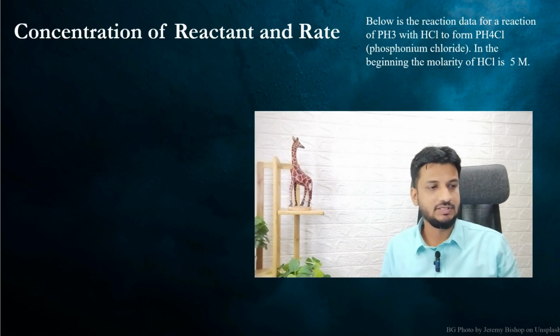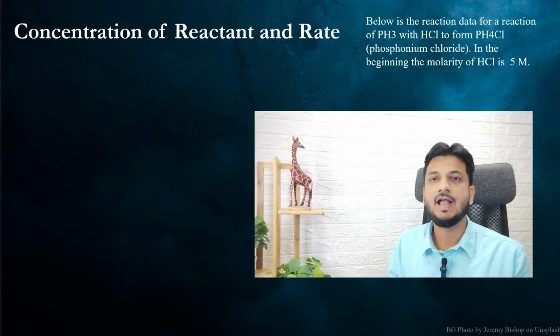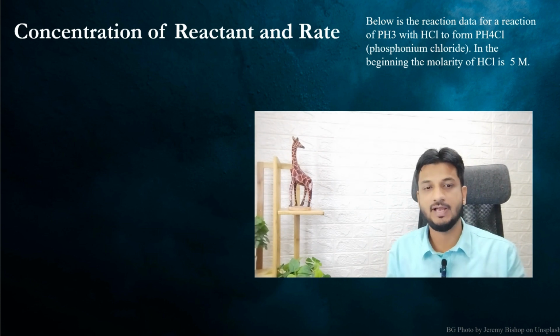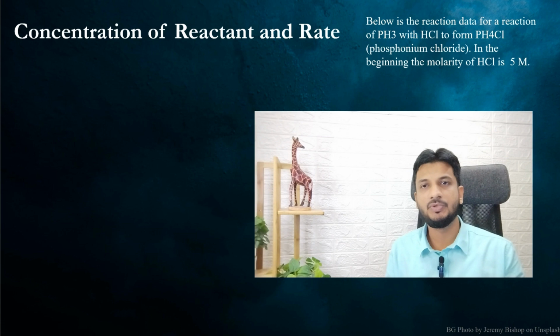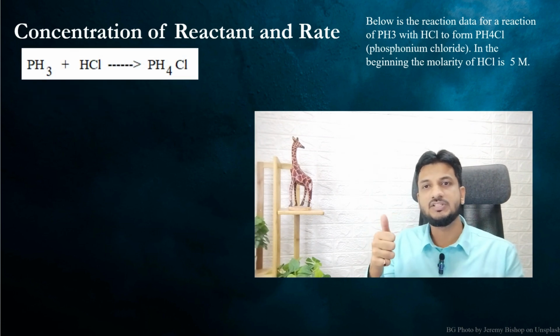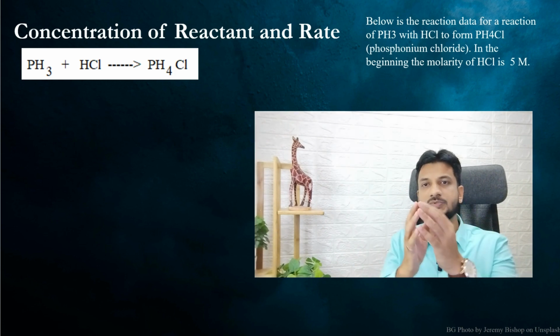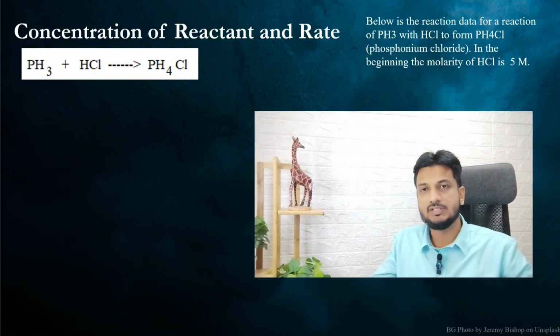Alright, so very quickly, let's continue the video today with our first learning objective, which is rate and molar stoichiometry. Also, we can say rate and concentration of reactant. So, let's take an example. If you see this reaction on the screen now, this is PH3, phosphine. When it reacts with HCl, hydrochloric acid, we get phosphonium chloride. So this is a simple addition reaction. The two substances combine together to form one substance.